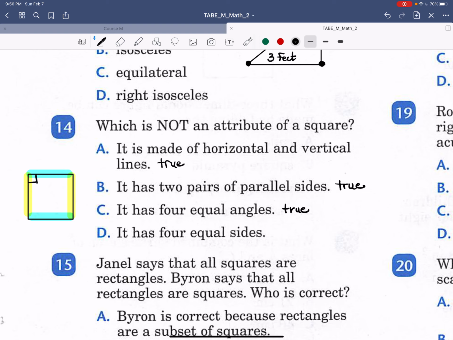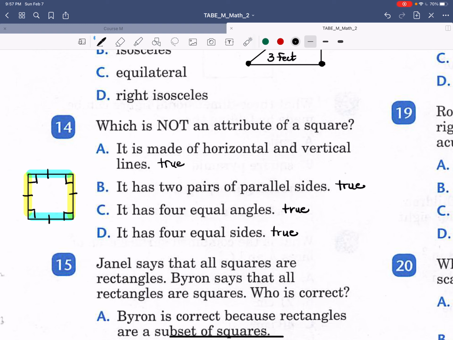So I'm not sure. I may have to check on this one, guys. I'm missing something here. It has 4 equal sides. That's true. So which of them is not an attribute? Let me look at the answer set.